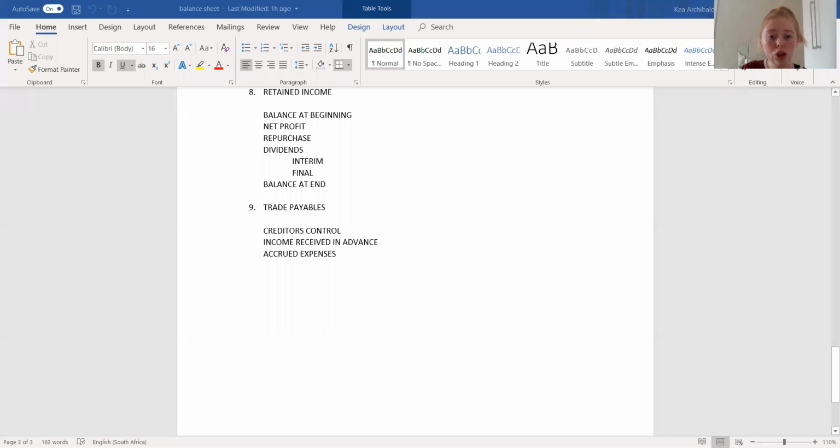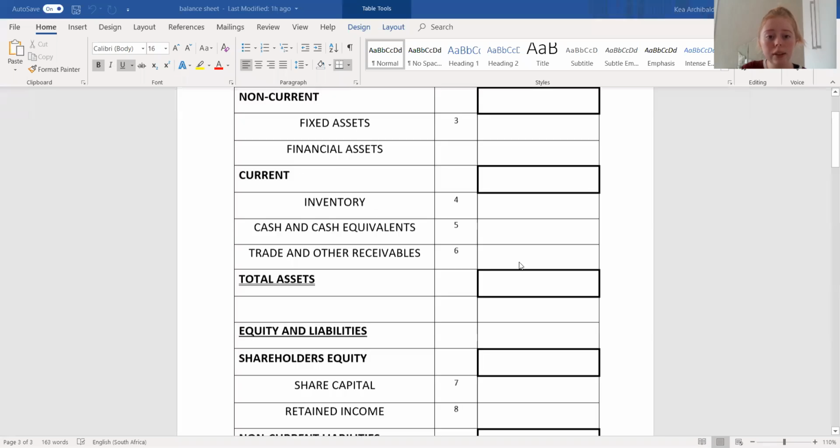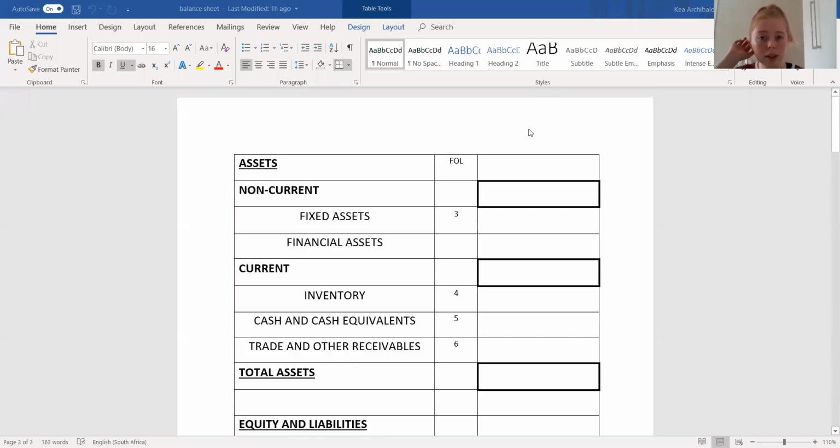Okay, so today's lesson is on the balance sheet. I'm going to share my screen with notes that I've made for the balance sheet. So you should all be able to see my Word document.